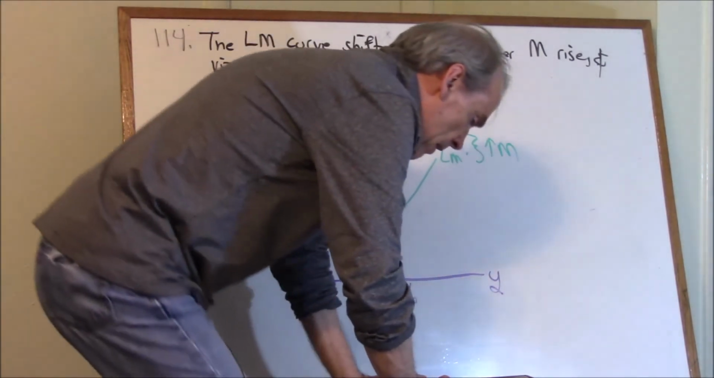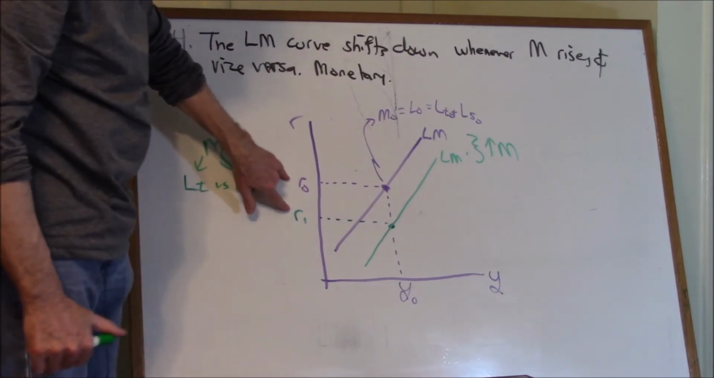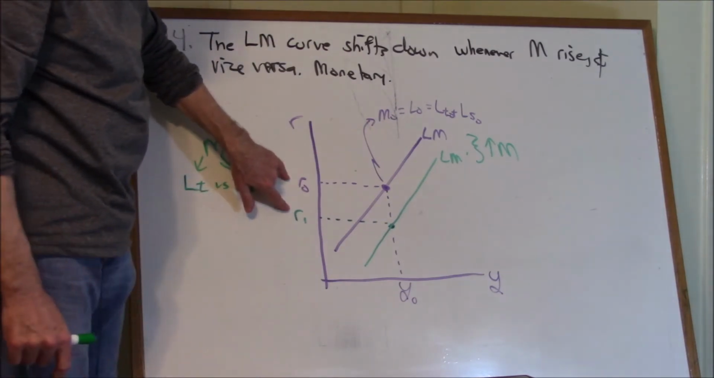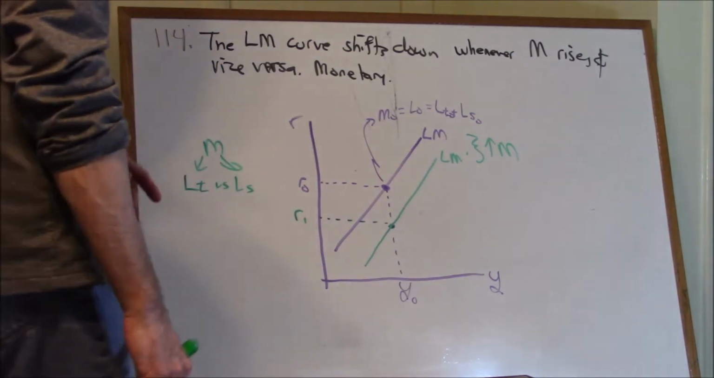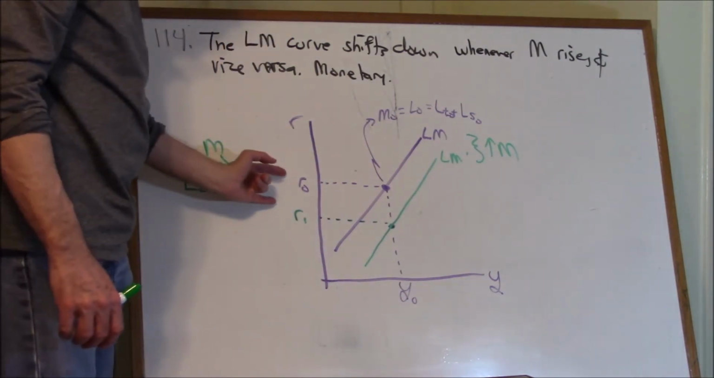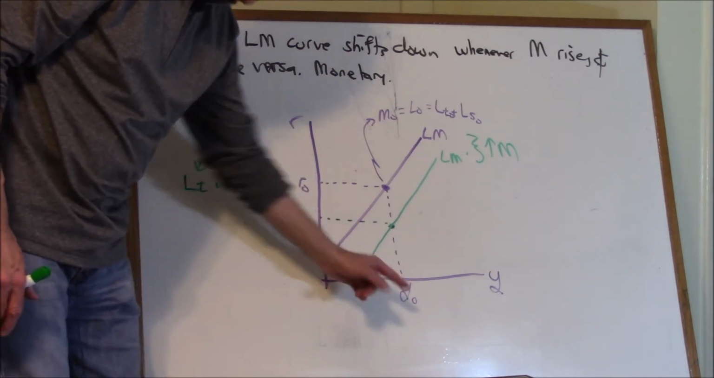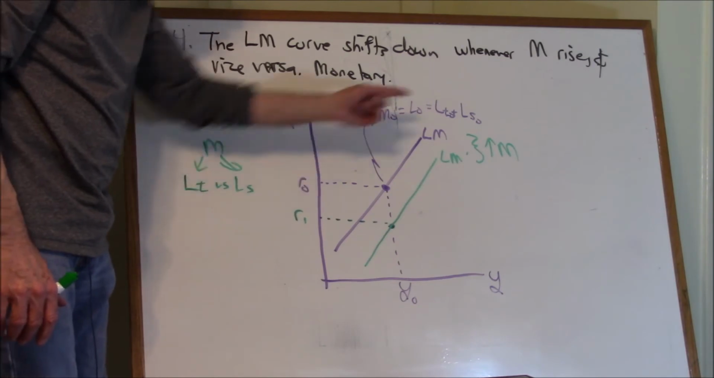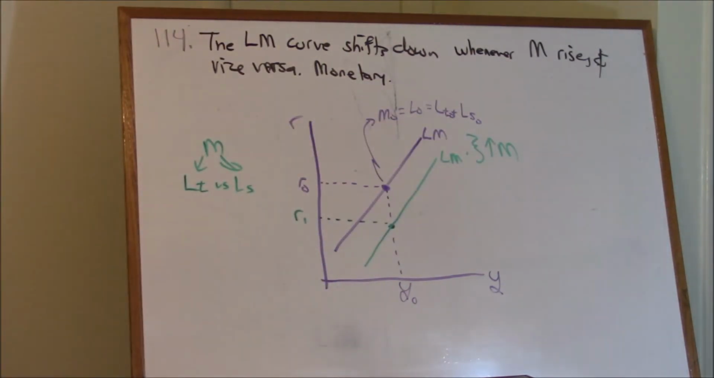Even at the same level of GDP, they don't have to offer as much interest anymore to those LS people. They don't have to offer as much interest anymore to those speculative demand people. So we're not offering as much interest. There's more money out there, so we can more easily supply funds to these people here without worrying about getting it from you because the government increased the money supply. And then the opposite, of course, if they lower the money supply.